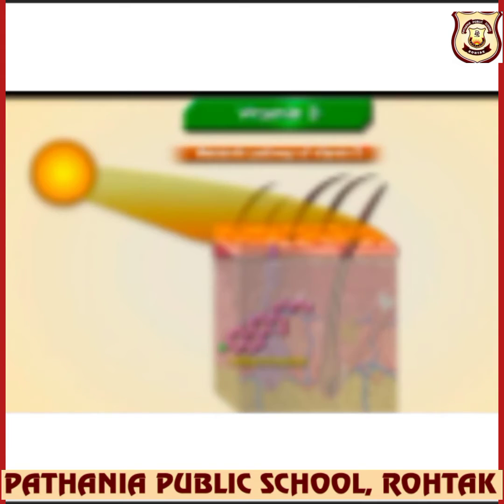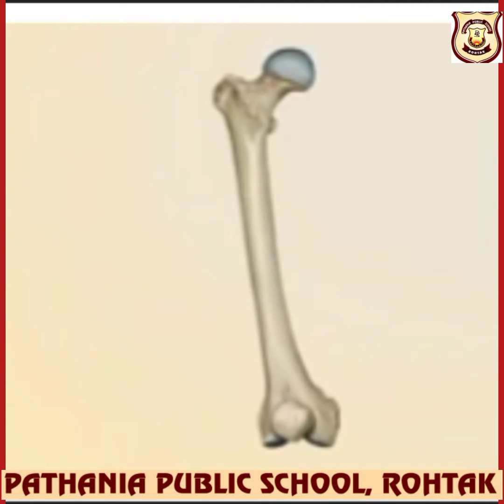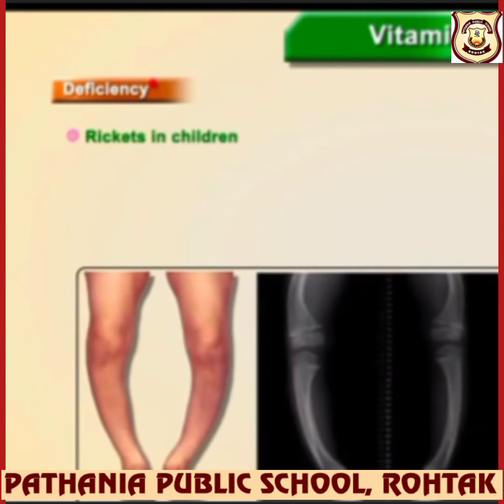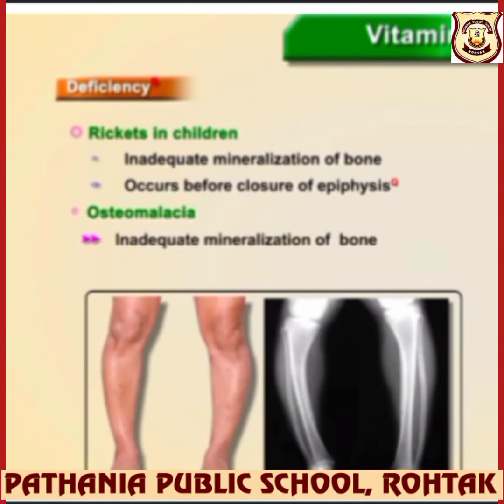And vitamin D, we are getting directly to our epithelial cell and their metabolism will take place in the cell only. So the main function of vitamin D is to increase the intestinal absorption of calcium and phosphate in the cells and even in bones also. So deficiency of vitamin D leads to rickets in children, where the legs become bow shaped, and in adults osteomalacia can occur.